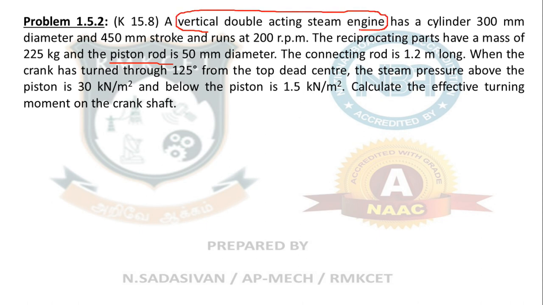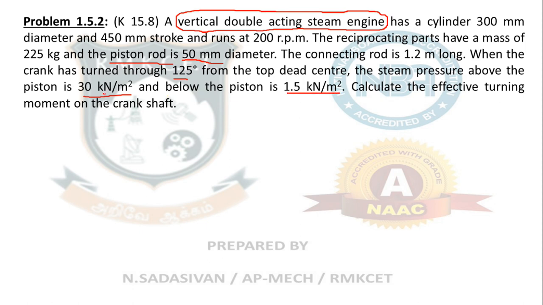Please underline this word, vertical double acting steam engine. We will discuss the significance of what is a vertical engine and double acting engine when you are solving the problem. The piston rod is 50 mm. This is a connecting rod, 50 mm in diameter. The connecting rod is 1.2 meter long. When the crank is turned through an angle of 125 degree from the top dead center, steam pressure above the piston is 30 kN per meter square and below the piston is 1.5 kN per meter square.